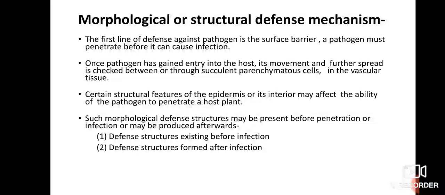Once a pathogen has gained entry into the host, its movement and spread is further checked between or through succulent parenchymatous cells and, in the vascular diseases, through the lumen of xylem vessels. Certain structural features of the epidermis or its interior may greatly affect the ability of a pathogen to penetrate or to invade a host plant.